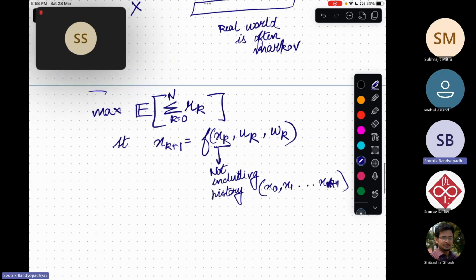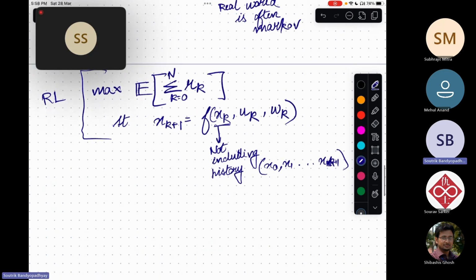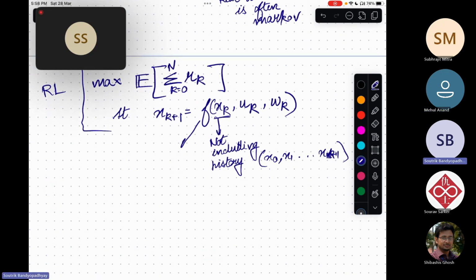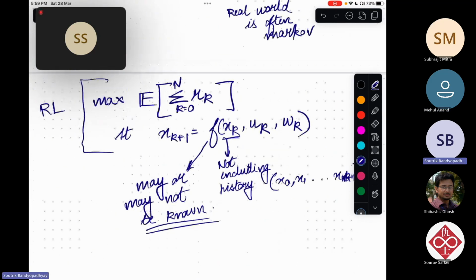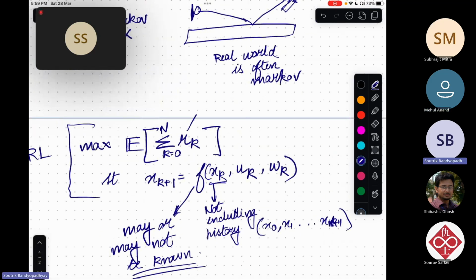So this is the genesis of reinforcement learning. Now notice two things, right? First of all, this function may or may not be known. And the second, this reward may be sparse.